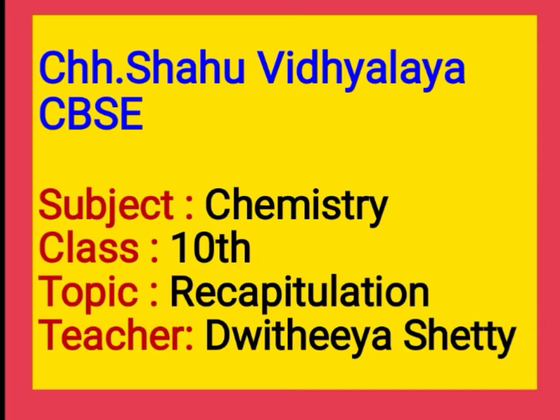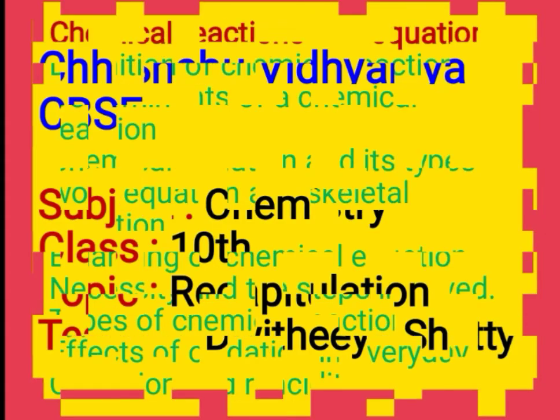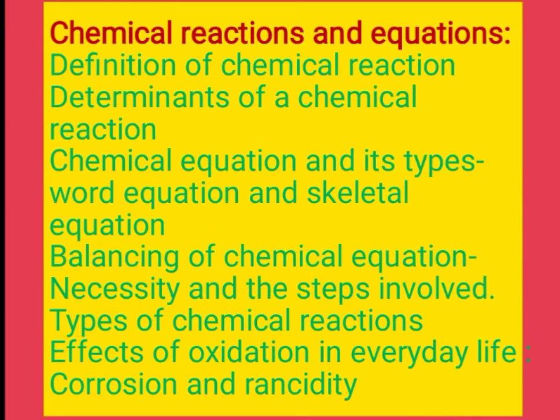That's the reason, before I get into the new chapter, that is metals and non-metals, I want to take a recapitulation of whatever we have learnt till now. So to start with, we'll start with the first chapter, that is chemical reactions and equations. What did we learn in chemical reactions and equations?